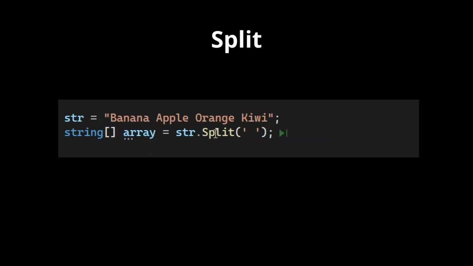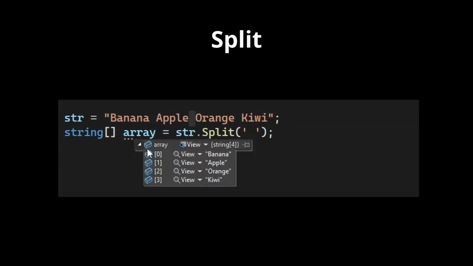Here we're using string Split, and we're splitting on the empty space character. We have banana, apple, orange, and kiwi. And if you do the string Split and split on the spaces in between, you will be able to separate them out as individual words.